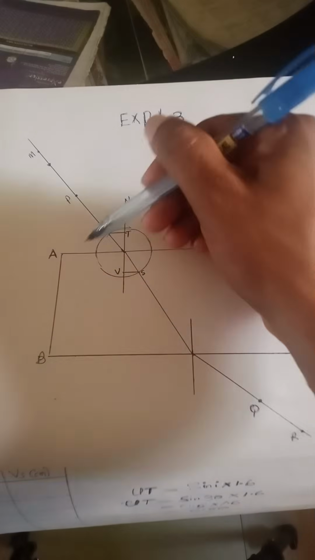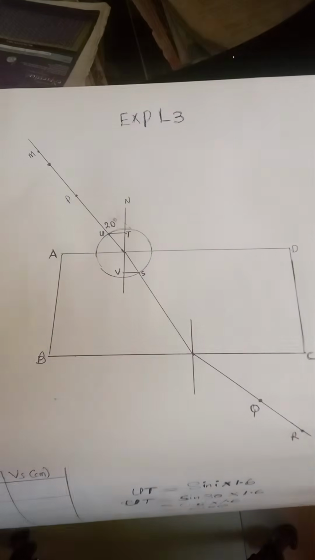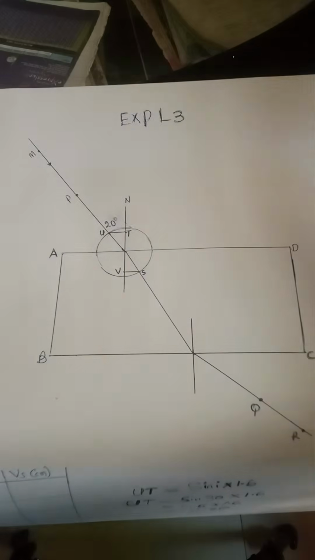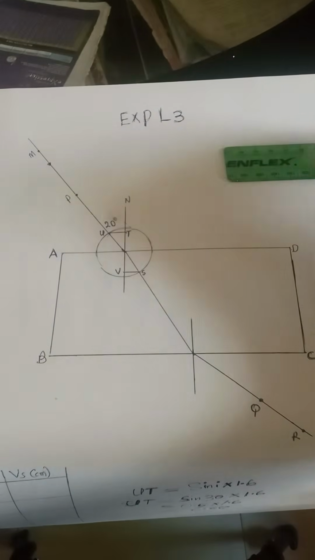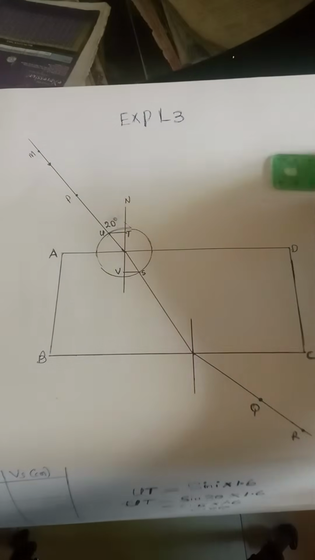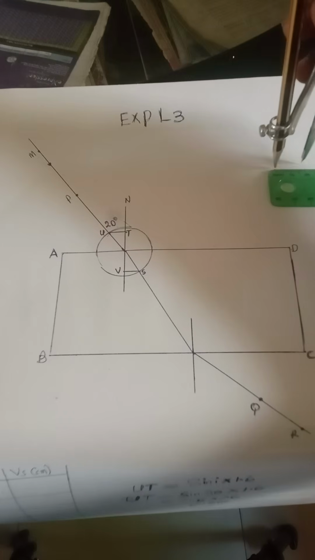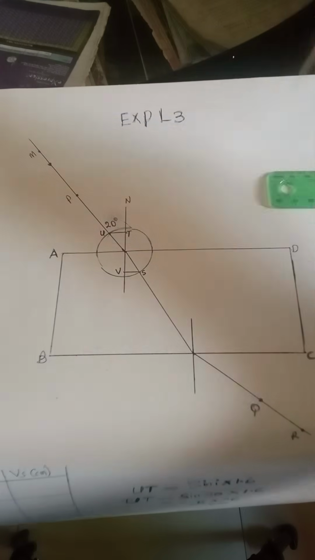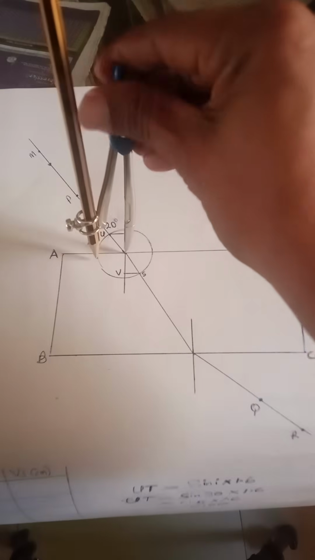Before you get this circle, you must first perform the experiment, and then you choose a radius of your choice. Let me choose a radius of my choice here. I decide to choose 1.6. Now, I'm going to place this here.